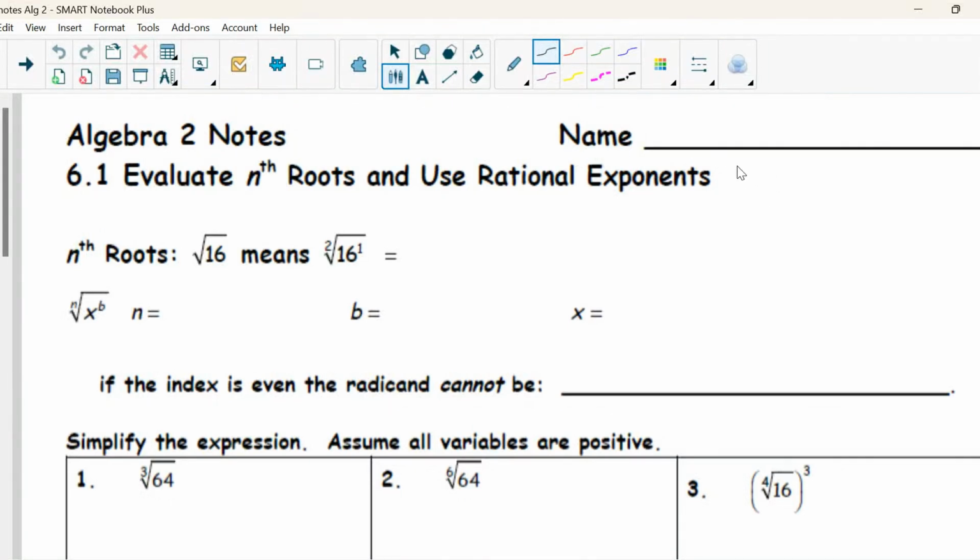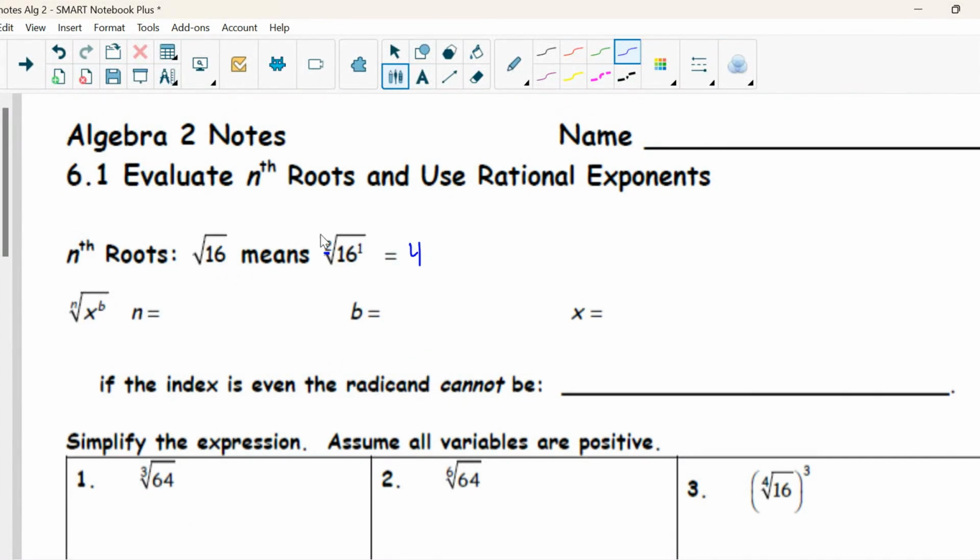Roots and using rational expressions. So nth roots pretty much just means that we are taking any root of a particular number that we'd like, and this all depends on the index. So for nth roots, in this case, we have the square root of 16. That means the same thing as the second root of 16 to the first power. Obviously, the square root of 16 would just give us 4.